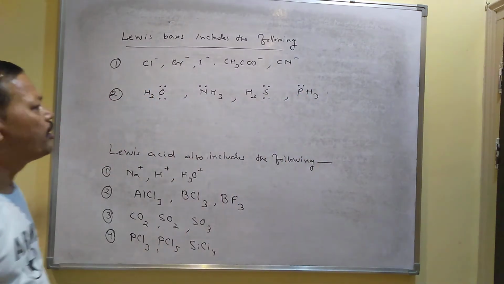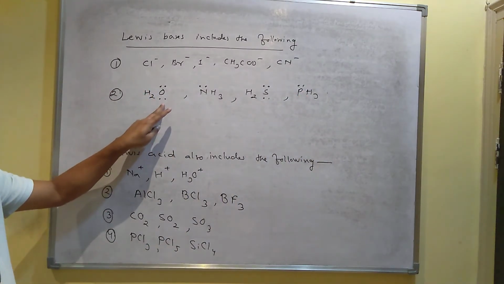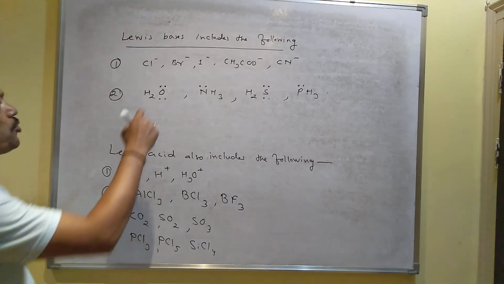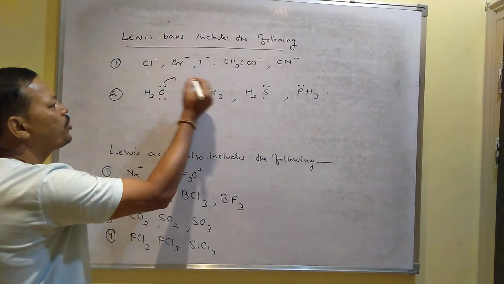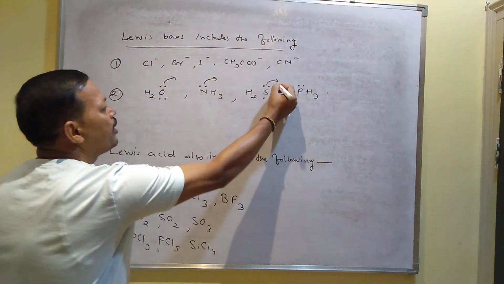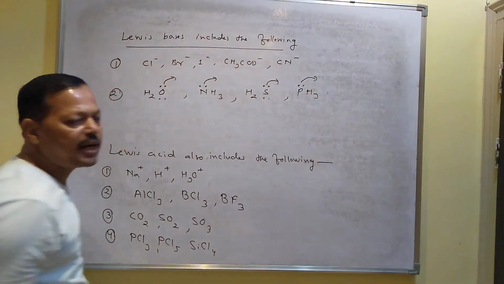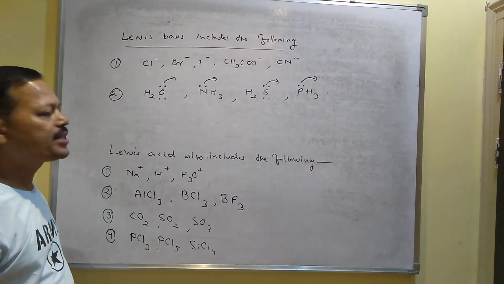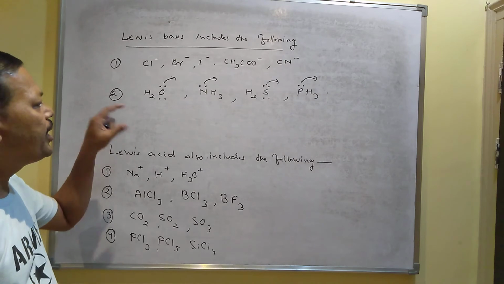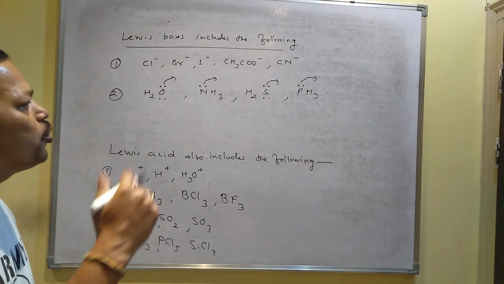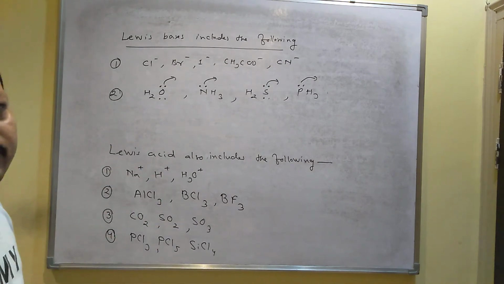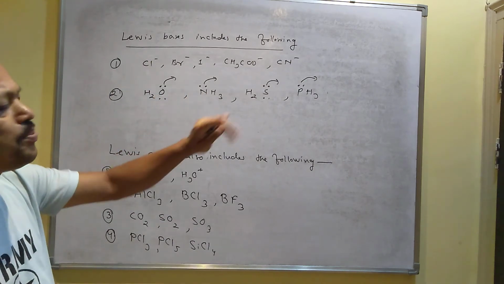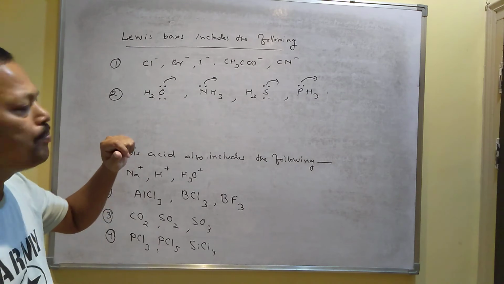This type of molecule in which the central atom contains a lone pair of electrons also acts as Lewis base, because due to the presence of a lone pair of electrons they can donate the lone pair to someone, and that is why this type of molecule always acts as base. So according to the Lewis concept, all anions are bases, and those molecules in which the central atom contains a lone pair of electrons also act as bases, and that is why water, ammonia, H2S, PH3 act as bases.